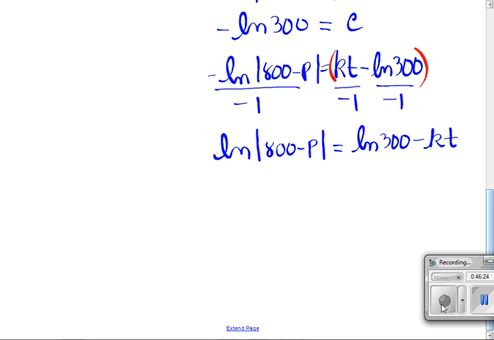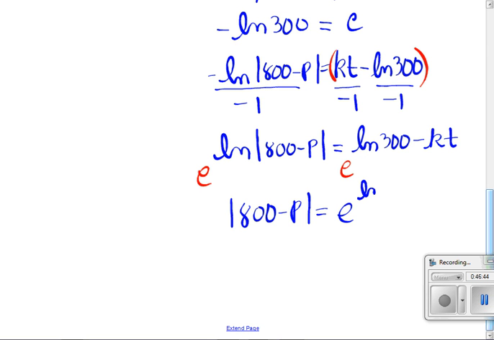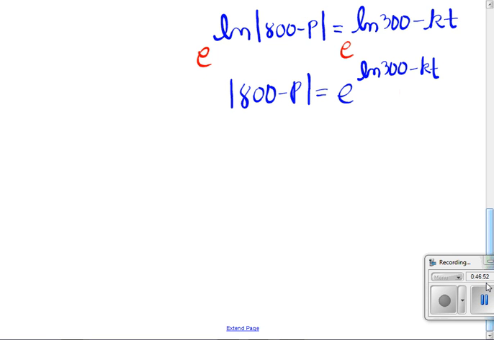Okay, now we can do this e thing. Otherwise, you end up with a reciprocal, and you can do it. It's just harder, so it's easier to do this. So e to the log of the absolute value leaves me the absolute value of 800 minus p equals, you might as well just leave it, e to the log of 300. And you can change that if you want. You can leave it like that too, and then we're not done. We still have to solve for p. So 800 minus p is equal to plus or minus this thing.